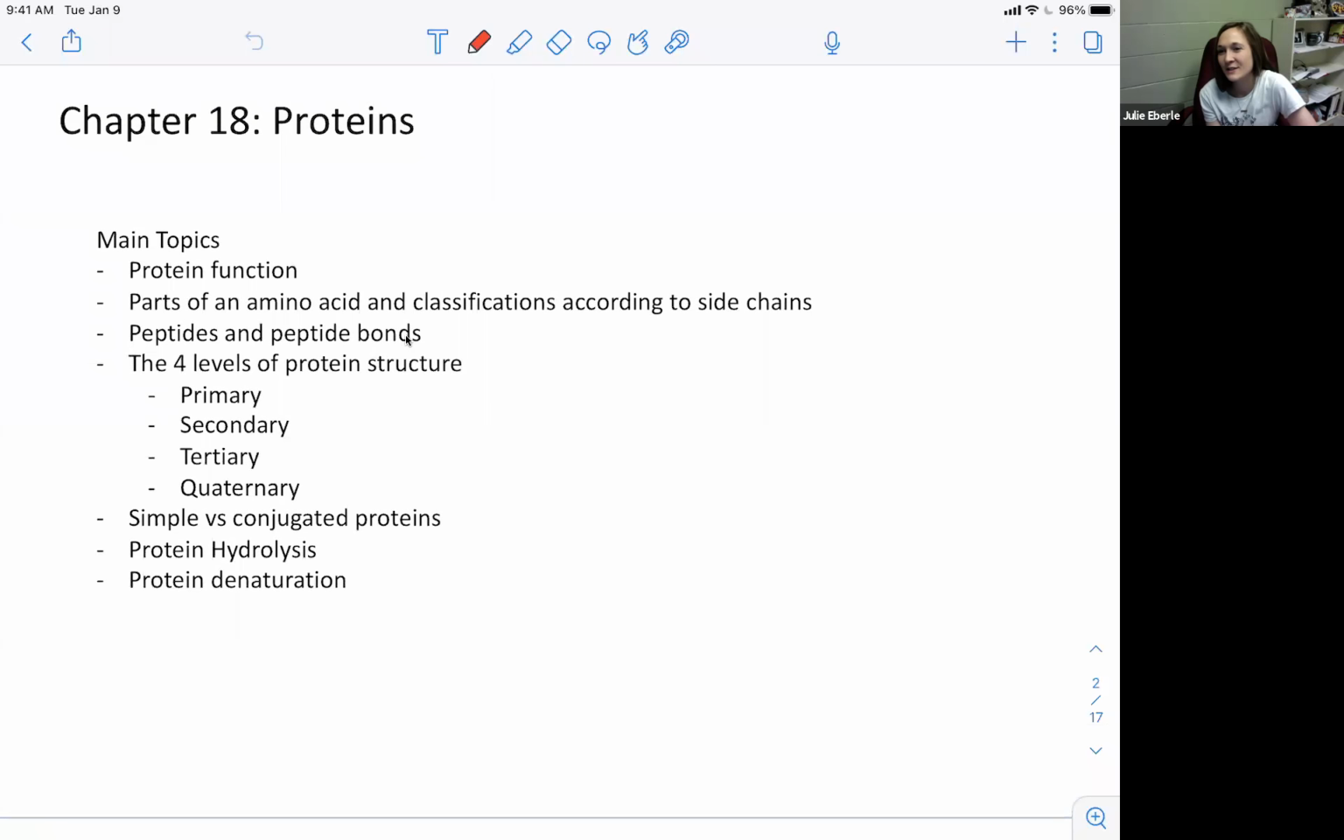Chapters 18, 19, and 21. So proteins, enzymes, and biochemical energy, which was my favorite chapter, 21.